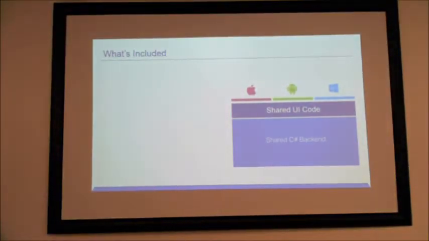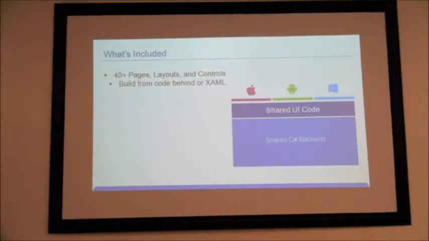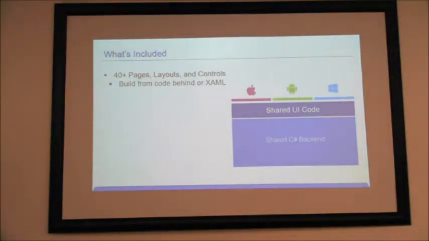Now, what's included when you get Xamarin Studio installed? You automatically get about 40-plus pages, layouts, and controls that you can use. You get built-in code behind. You can do either code behind, so you can develop your whole UI using C#, or you can use XAML. At the moment, you can't combine both. You're going to get a XAML.cs file, but you can't have half and half. You define all your UI in one place or the other. I think they're working on improving that because it's almost like a hindrance.